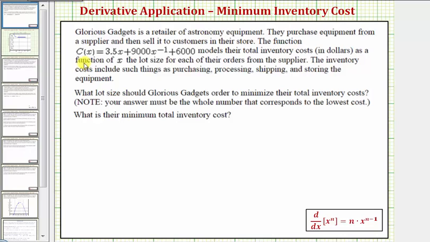So we need to minimize this cost function, so we'll apply the first derivative test, which means the first step is to find the derivative, set it equal to 0, and find their critical numbers, which is where the min or max values will occur.